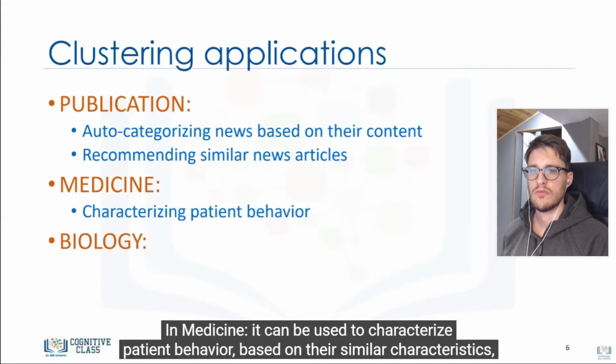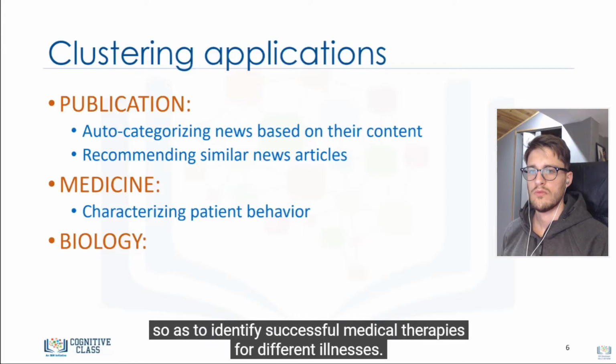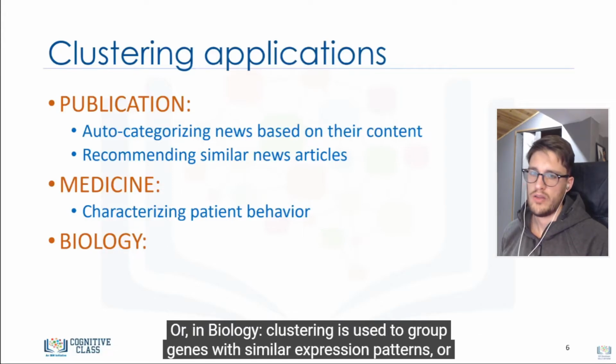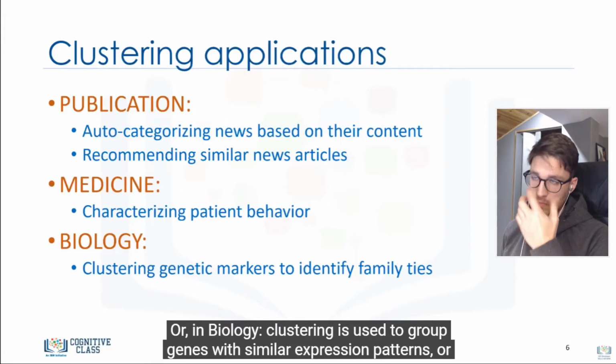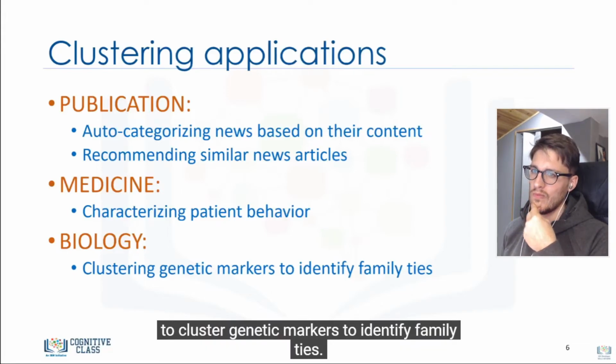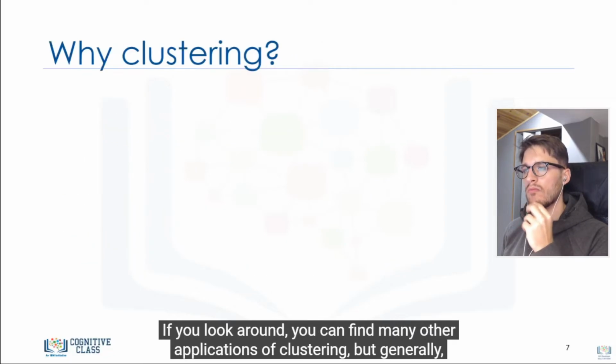In medicine, it can be used to characterize patient behavior based on their similar characteristics, so as to identify successful medical therapies for different illnesses. Vale. Or in biology, clustering is used to group genes with similar expression patterns or to cluster genetic markers to identify family ties. If you look around, you can find many other applications of clustering.